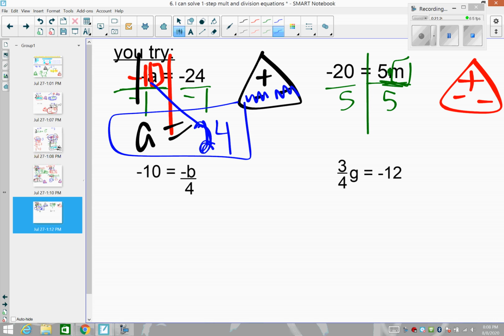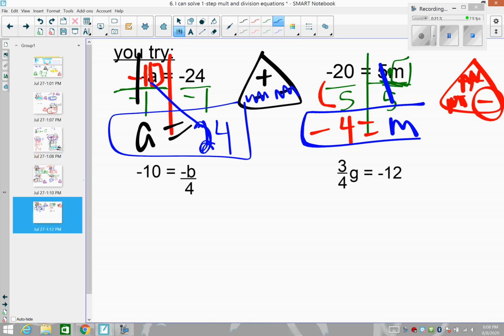So this is a triangle problem. We have a negative 20 and a positive 5. The result of that is negative. And 5 goes into 24 times. On the right-hand side, we have 5 divided by 5 is 1. So we end up with m is equal to negative 4.